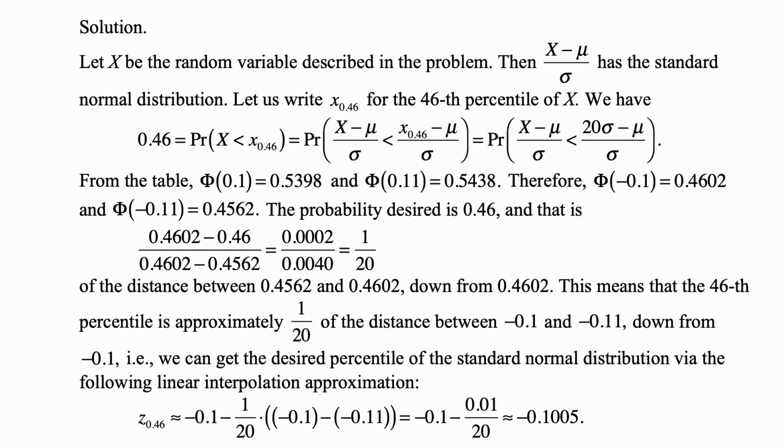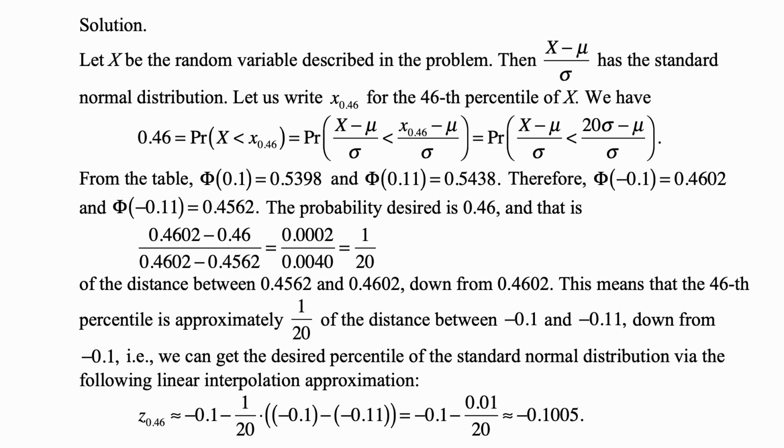And that would be the probability that (X minus mu) over sigma is less than (20 sigma minus mu) over sigma, because we are given that x 0.46 is equal to 20 sigma. And of course (X minus mu) over sigma is Z, a standard normal random variable. The probability that Z is less than that number, (20 sigma minus mu) over sigma, is 0.46. So that number is the 46th percentile of the standard normal distribution.